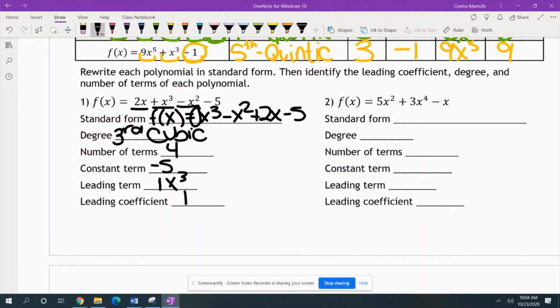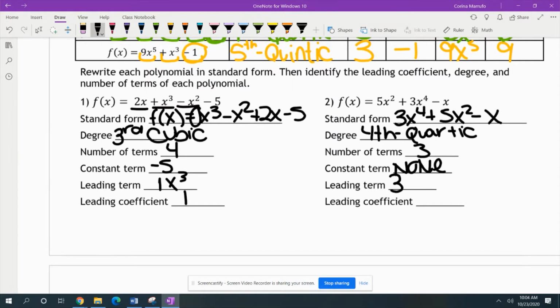So we're going to write this one in standard form. The 3x to the 4th power is going first, then the 5x squared minus x. So we go from the biggest degree to the smallest degree. So this is a 4th degree polynomial, which we call a quartic. Okay, the number of terms that it has is 3. The constant term, there's no constant term, none. And then the leading term is 3x to the 4th power, the one that's leading in the front. So the leading coefficient here is 3.